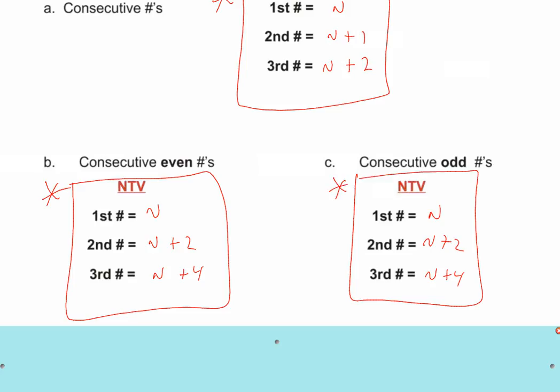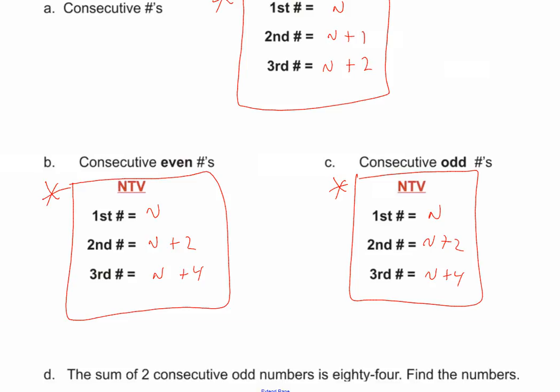Consecutive means right after the other. So 1, 2, 3, 4, 5. But if they say count by even numbers, 2, 4, 6, 8, what's the next even number after 8? 10. What's the next even number after 10? 12. What's the next even number after 12? 14. Same with odd. After 7, what's the next odd number? 9. After 9, what's the next odd number? 11. So it means right after it.